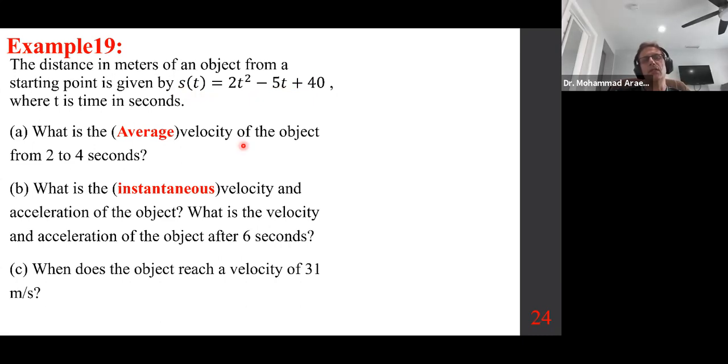Average velocity is the total distance over total time. A simple example, again, I've repeated that many times. Cover 100 miles per hour, that means 50 miles per hour is your average speed. Therefore, we use this formula.